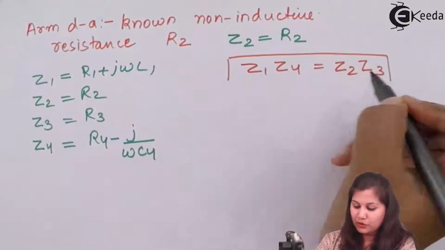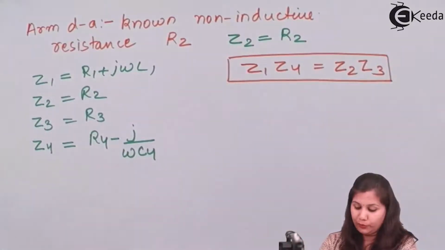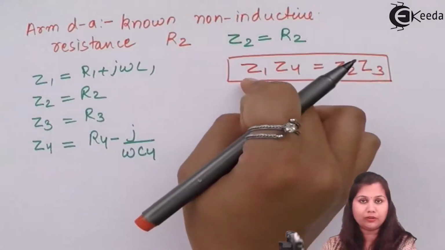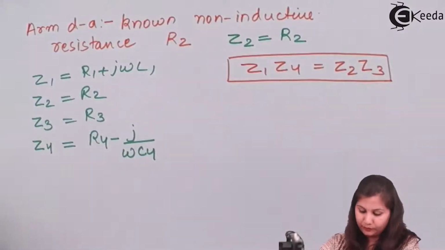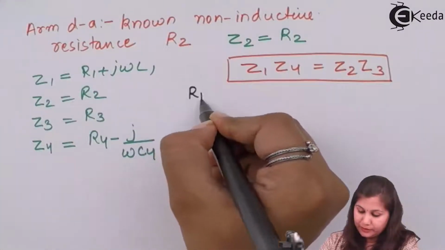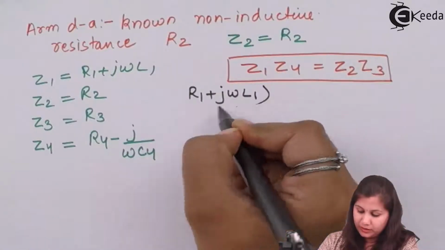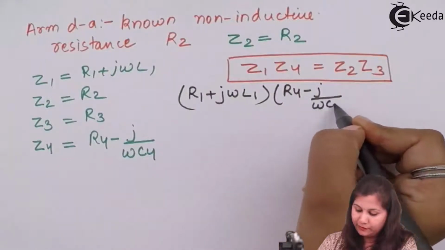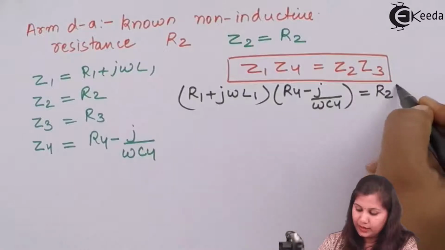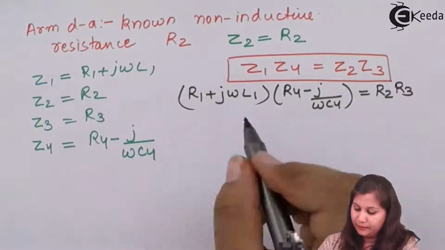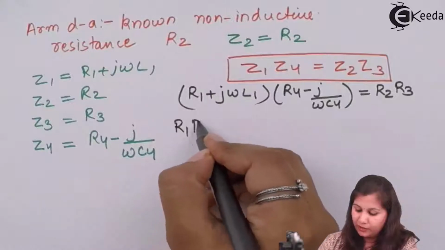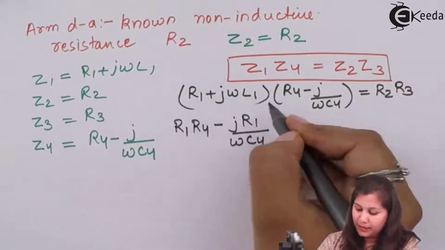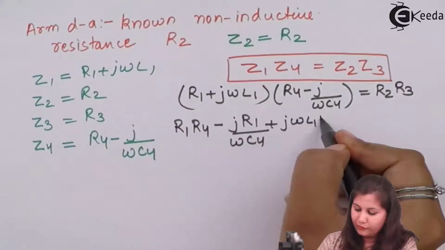Now the balance equation was Z1 Z4 equals Z2 Z3. This was the balance equation of an alternating current bridge. So we are going to put the values of these impedances in this balance equation. Z1 is R1 plus J omega L1. Z4 is R4 minus J upon omega C4. Z2 is R2 and Z3 is R3.